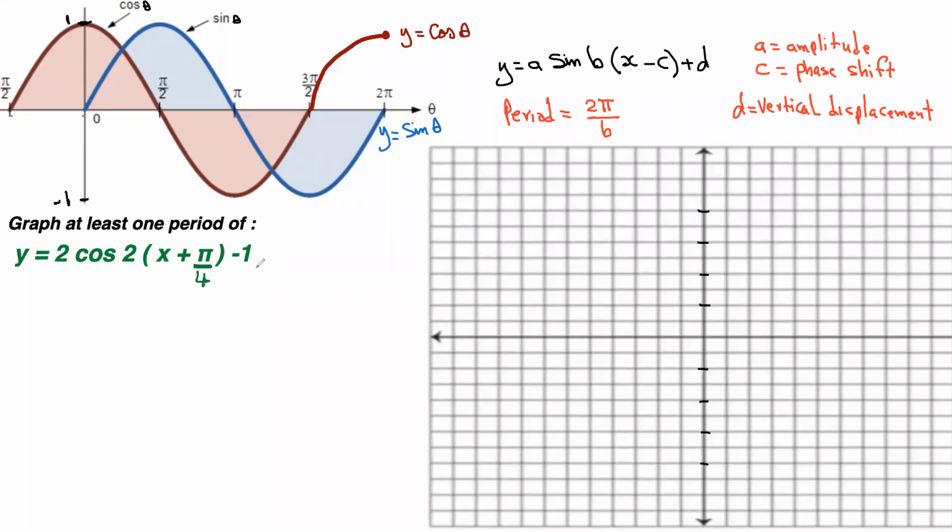So here is trigonometry graphing. We're going to look at the graph of y = 2 cos 2(x + π/4) − 1. So to be able to graph something like this, you have to know the parent graph.